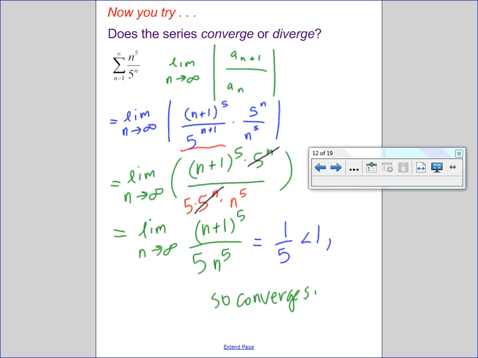The ratio test is powerful because it handles all different kinds now of nth term definitions, right? So we can have a mixture of powers and exponentials. We can have factorials. The ratio test is particularly good with factorials, and so it's a very powerful tool because it'll allow us to handle a lot of different series definitions.